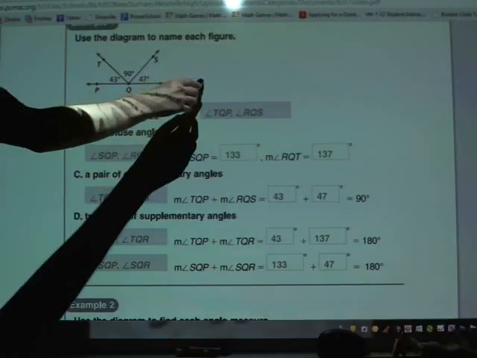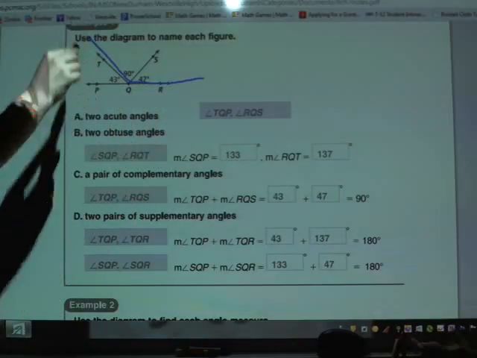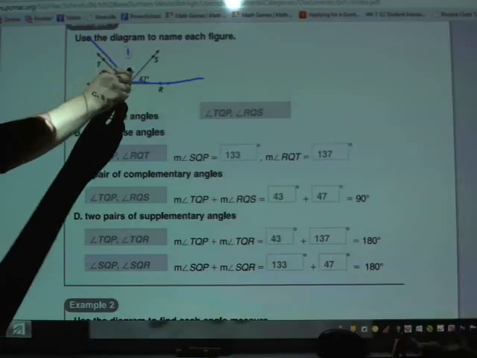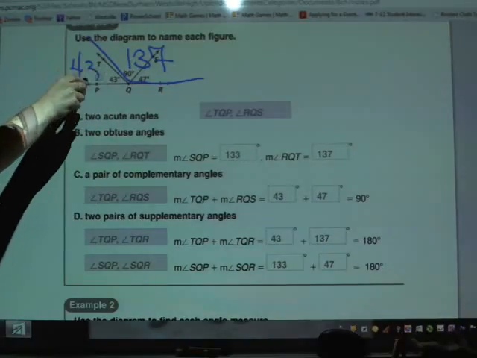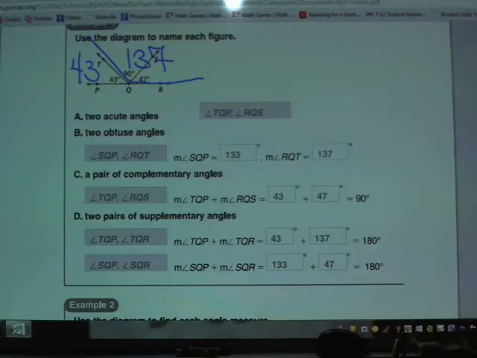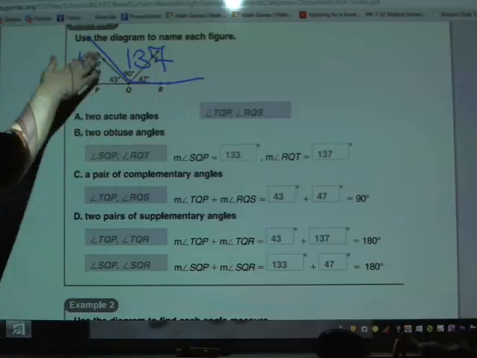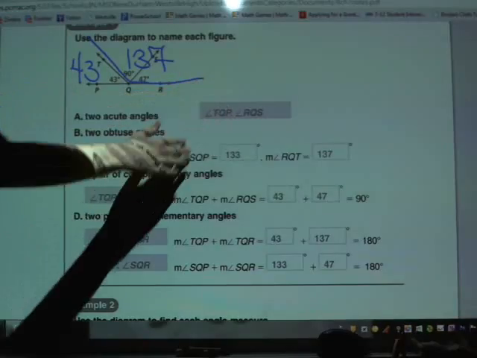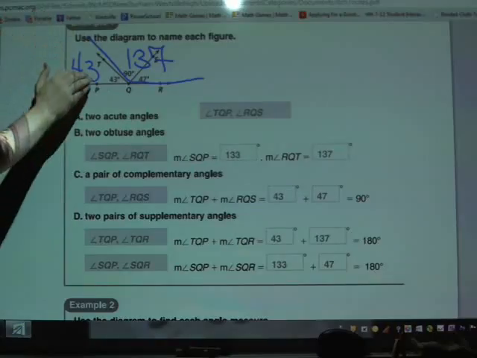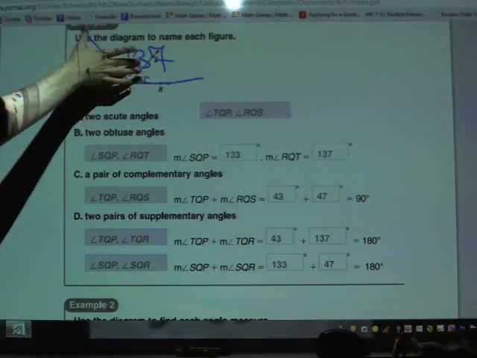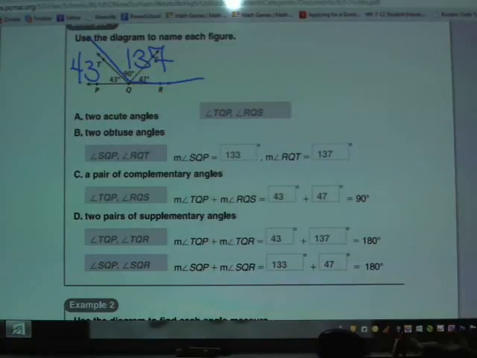Now they're going to do the same thing here, but now they're going to work this going the other way. They're going to put these two together, 90 and 47, which makes 137, and add it to this guy here, 43. Well, those two together also make 180 degrees. So we're going to say that RQT or TQR, whichever way you want to call it, and TQP or PQT, whichever way you want to call this one, together make 180, make your supplementary angles.